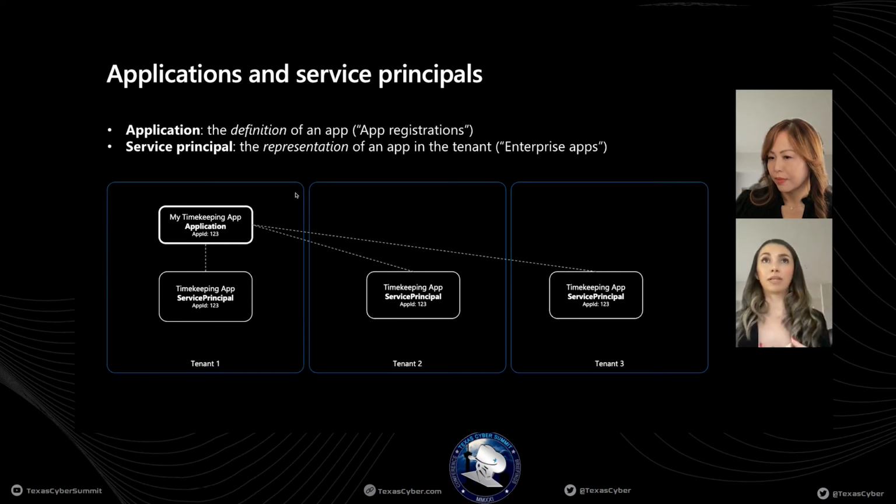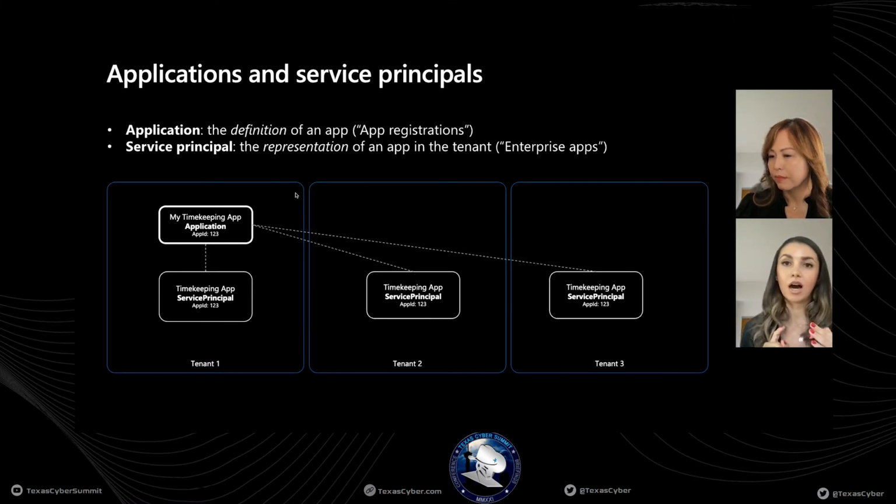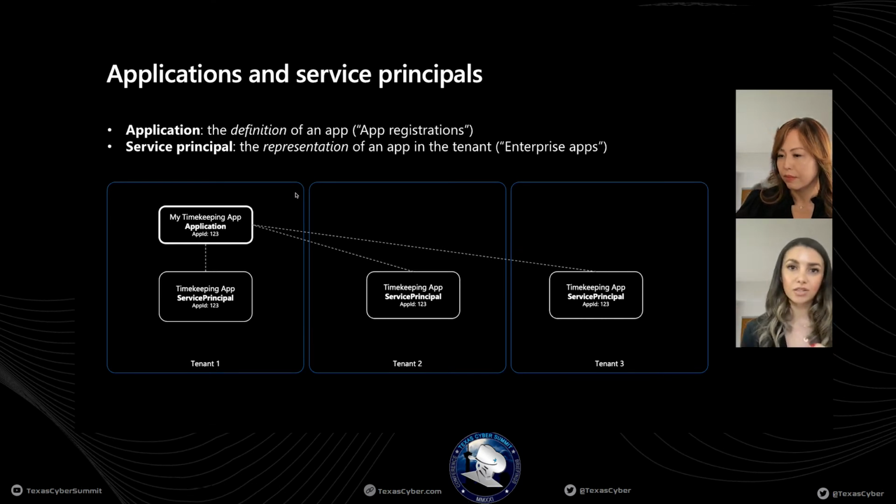When we talk about applications and what forms an application, we have the application object and the service principal object. When you think about the application object, well, that will always reside in the home tenant. So that's the first tenant where the application has been registered. And you can think about the definition of that application. So think application logo, application name, optional claims that you may add to that application.